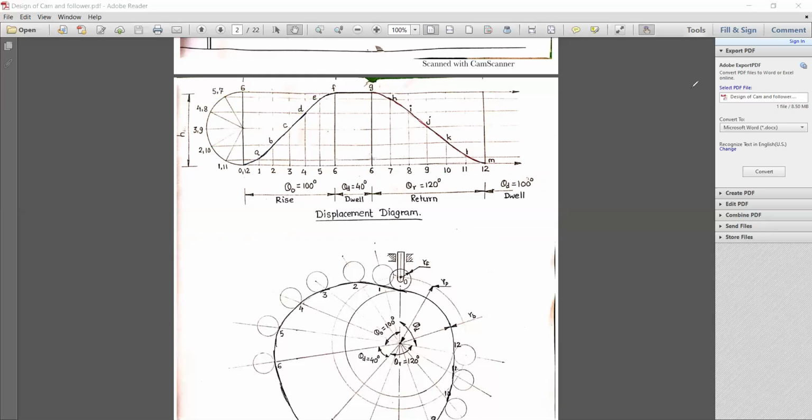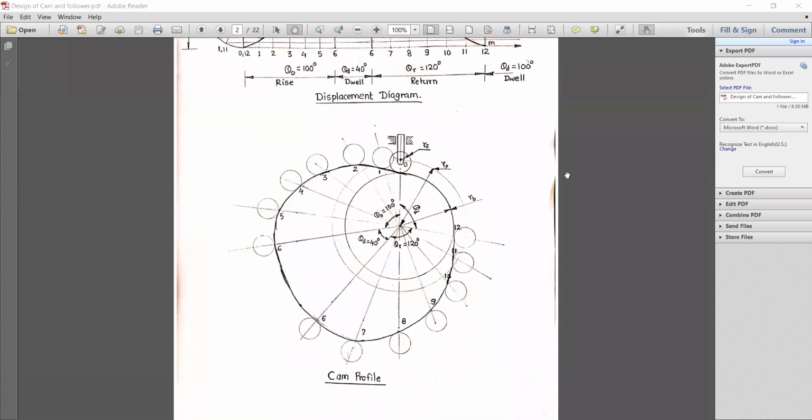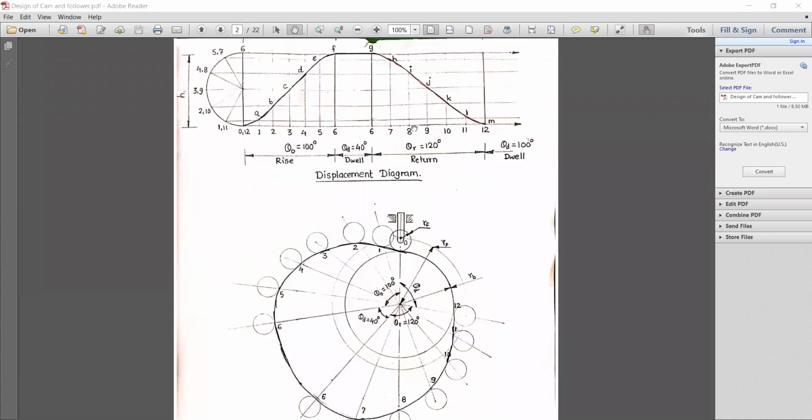Now how to draw the cam profile? These dimensions are very important, whichever we have calculated based on these points. So this distance 1 to A, 2 to B, 3 to C, 4 to D, and so on.